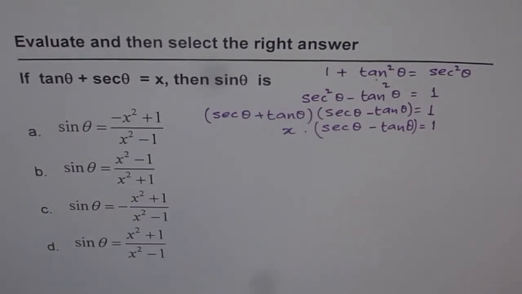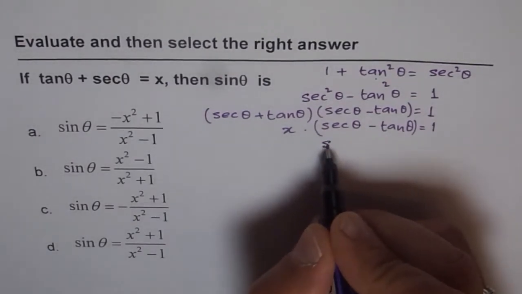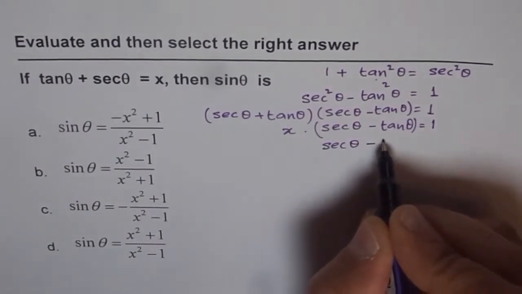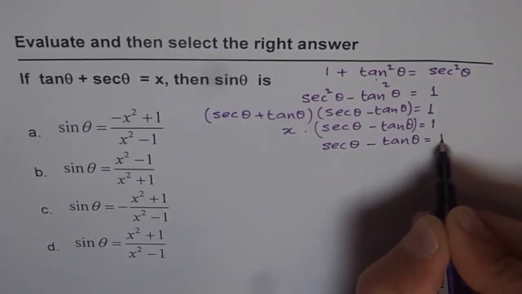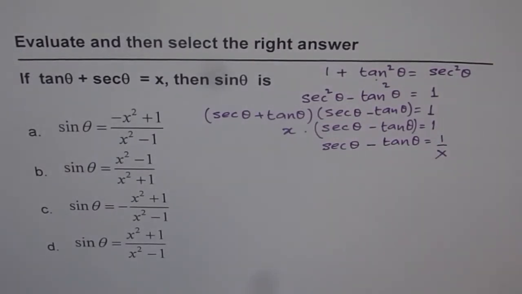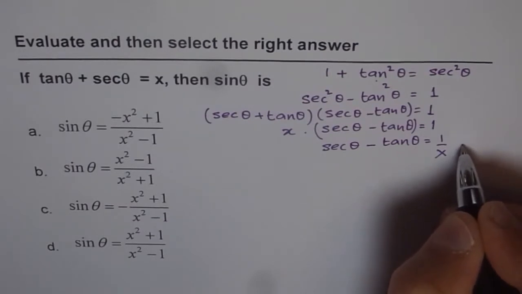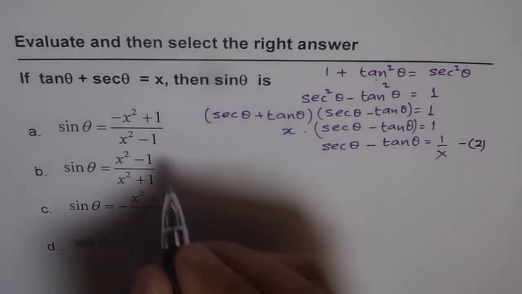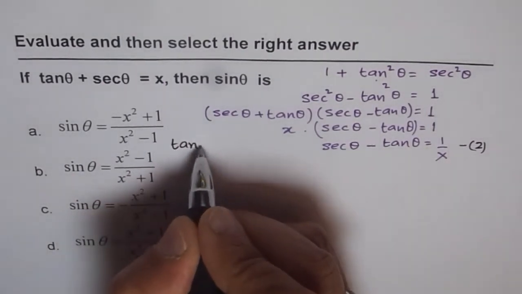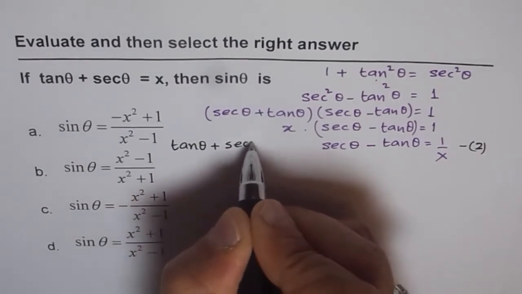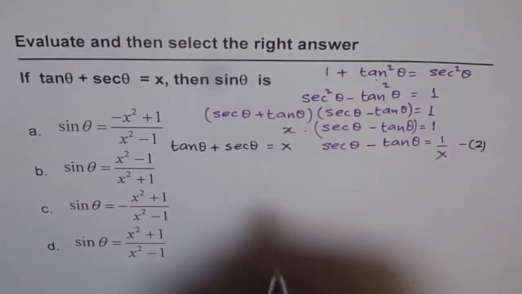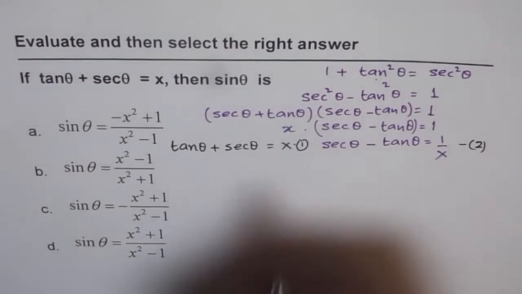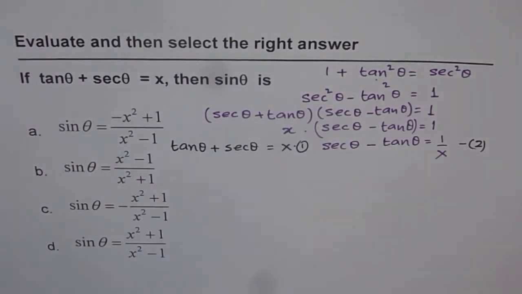So we get a relation here, which is secant theta minus tan theta is equal to 1 over x. This is very important to figure out, right? So we'll write this as equation number 2 for us. We already have one equation, which is, let me write back the given thing, tan theta plus secant theta equals x. I'm calling that equation number 1. So equation 1 and 2, we have these two equations.